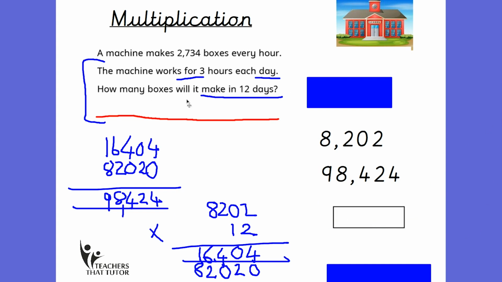So that might be a reasoning question similar to what they might get asked in a reasoning paper, where they're having to apply their multiplication and there are 2 steps involved.